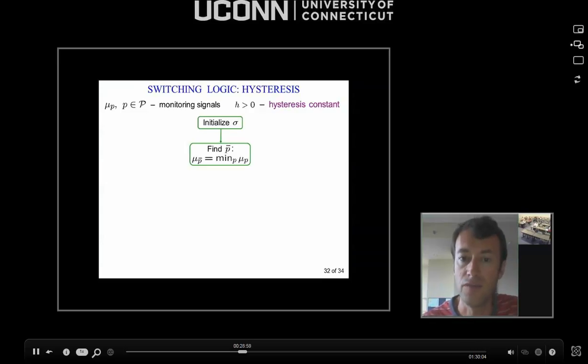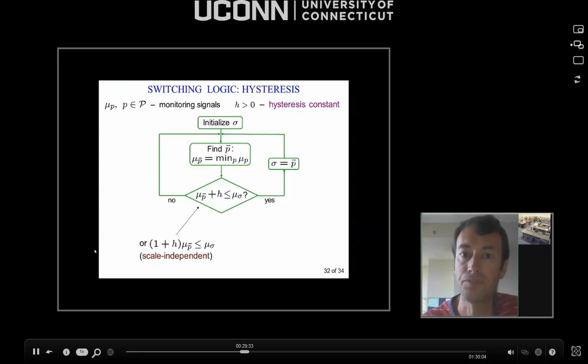If the smallest one is smaller than mu sub sigma by at least h, or if you want a version of this where the factor is multiplicative rather than additive, this is sometimes called scale-independent hysteresis. This has some advantages because if I scale all the signals mu, then this relation will not be affected. So either way, whether you do additive or multiplicative hysteresis, if this condition is satisfied, I'm going to reset sigma. If it's not satisfied, I'm going to keep monitoring until this condition is satisfied.